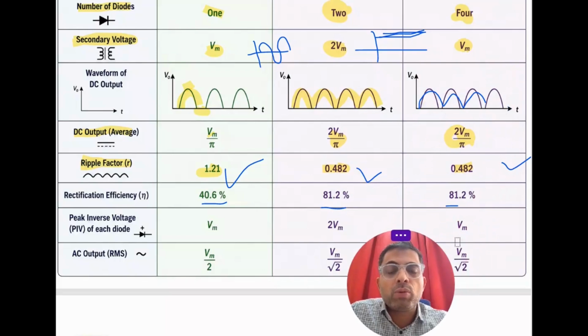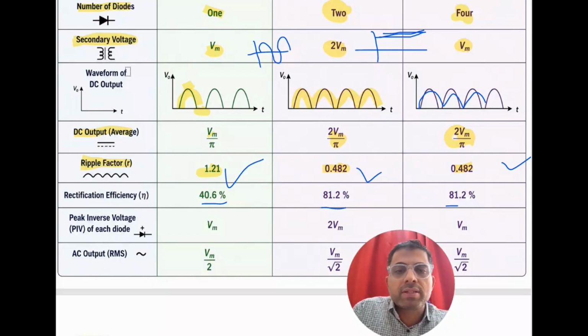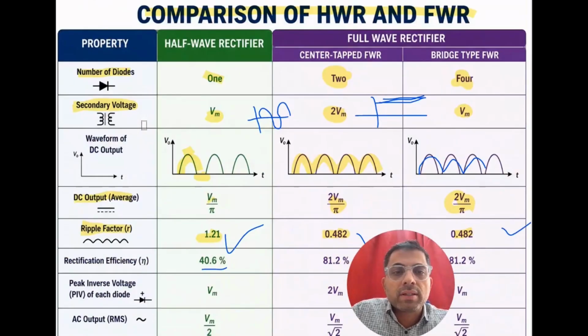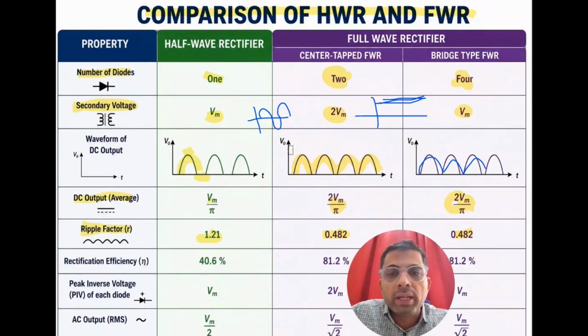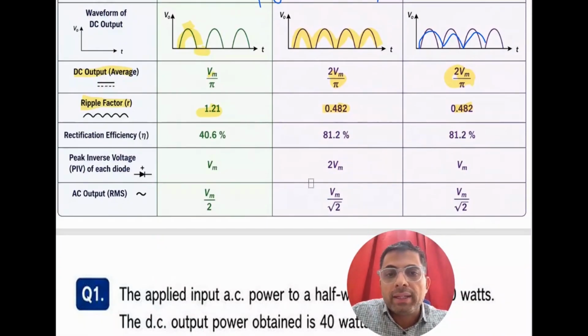Now I have told you in the video of full wave and bridge wave the waveforms are the same in case of full wave and bridge wave. Where is the difference? Only here: secondary voltage is 2Vm यहाँ पे, Vm है यहाँ पे, and peak inverse voltage यहाँ पे 2Vm है, यहाँ पे भी rest of the components are same.